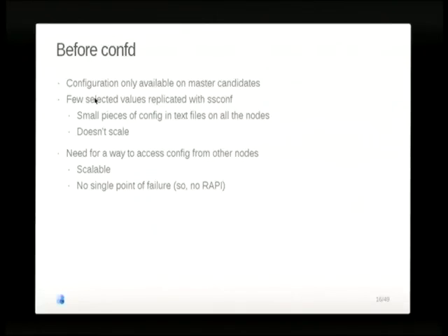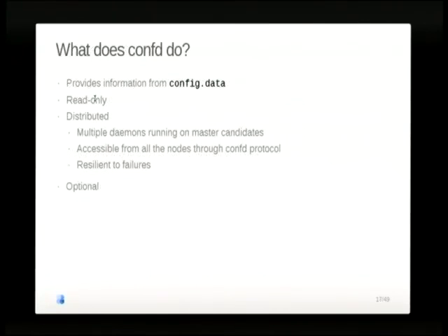I mean, if the master is down, okay, maybe you can't migrate instances or create a new one, but you still have a lot of instances that are up and that you want information about. So how do you do that? You use confd. There are also values replicated on each node with ssconf, but we can't replicate everything. So we needed a way that was scalable and had no single point of failure to access this other data. So there's this information in config data.